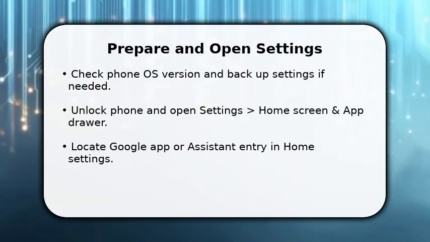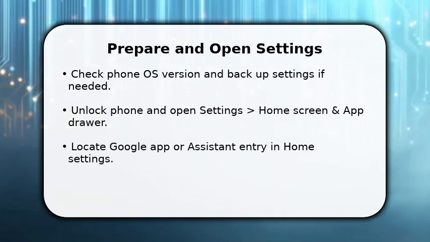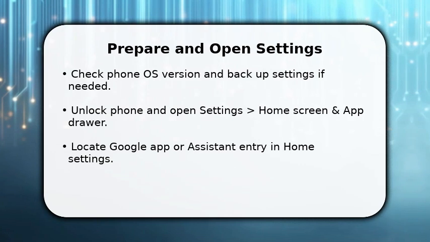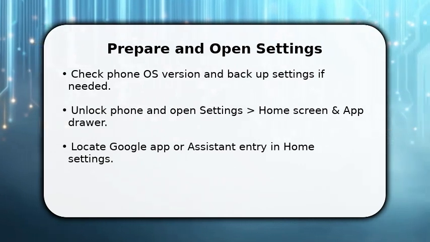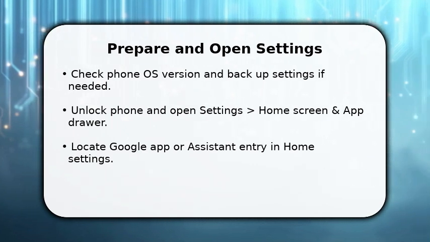You start by verifying your Realme is updated and that you have a backup of important settings. Once done, unlock the phone and go straight to Settings. From there, open Home Screen and App Drawer. This area controls the left side feed.